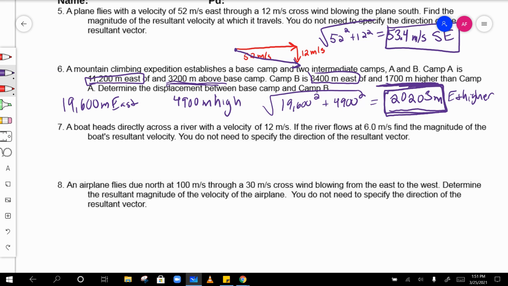Okay, next one. A boat heads directly across a river, 12 meters per second. If the river flows 6 meters per second, find the magnitude of the resultant velocity. So 12 squared plus 6 squared, square root of that. So 13.4.